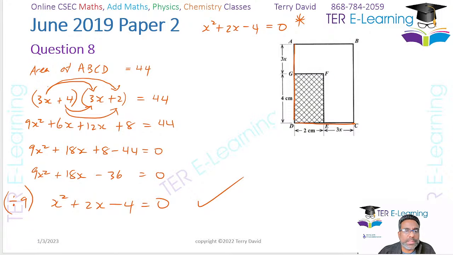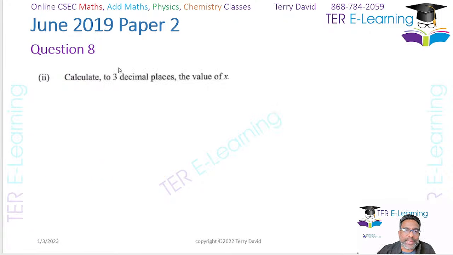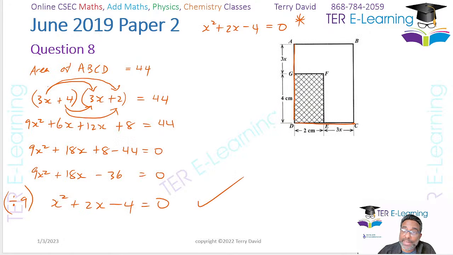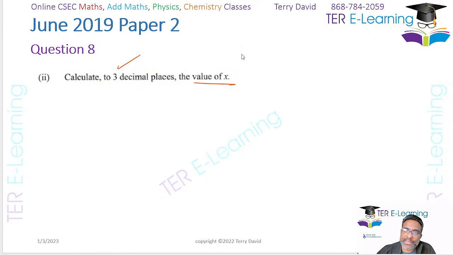Right. Next part of the question. Calculate to 3 decimal places the value of x. Now, what we have here, guys, is a quadratic equation, which is x squared plus 2x minus 4 is equal to 0. But when they tell us that they want the answer to 3 decimal places, that's telling us that you cannot factorize this. You have to use either completing the square, or we can use a formula to work this out, right?